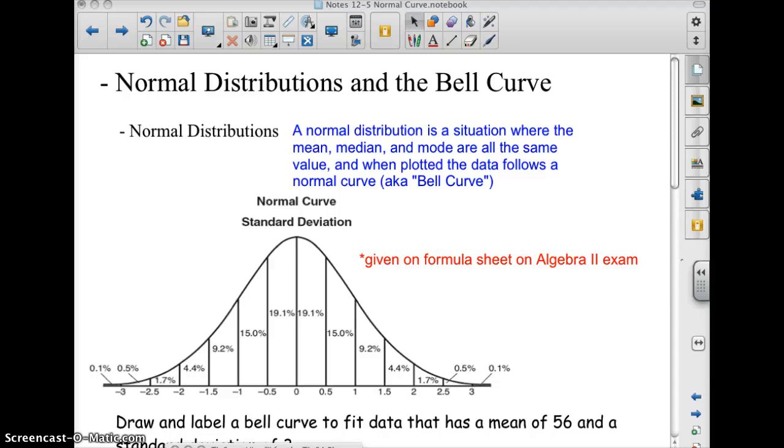Normal distributions in the bell curve. Okay, a couple things that we have to talk about in this lesson. First of all, what's a normal distribution?